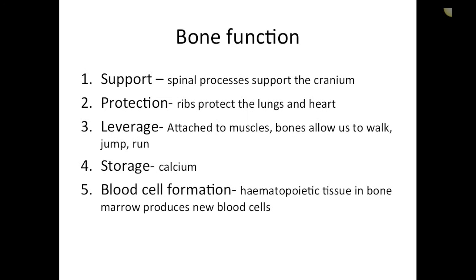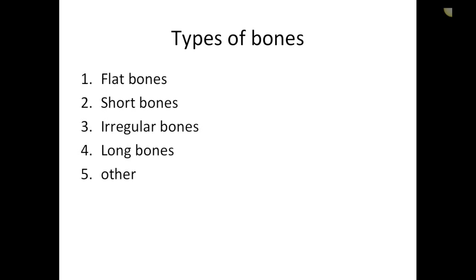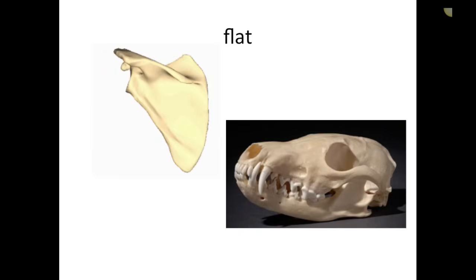So we'll talk about the anatomy of a bone, but if an animal or a human breaks a large bone, they do have the potential to bleed to death because of that significant blood cell formation and storage. So then we have various types of bones as well. There are flat bones, short bones, irregular bones, long bones, and then sort of this miscellaneous or other category.